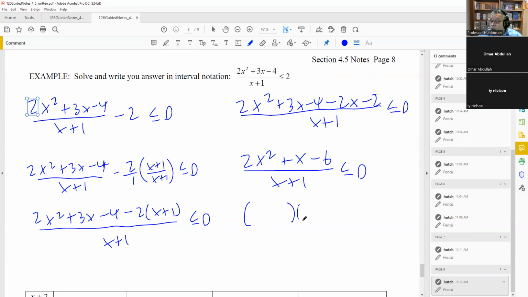This one I am going to do again by the trial and error method of factoring. Okay, so I have 2 numbers that multiply to make 2x squared, so I can use x and 2x. And then numbers that multiply to make 6, I can use 2 and 3. So let's try a 2 and a 3 right here.